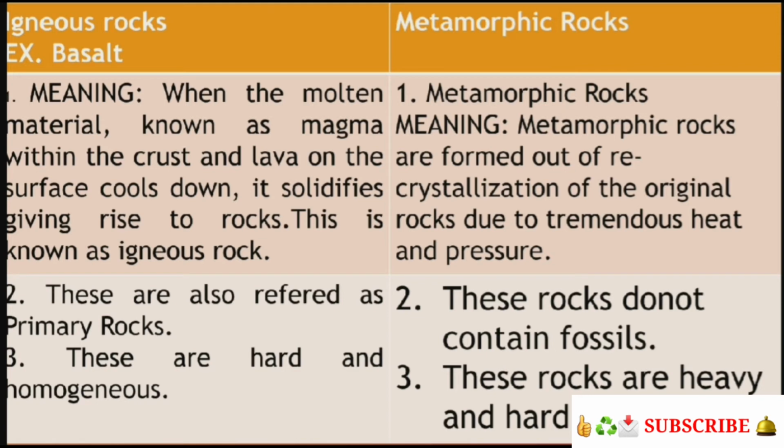The second point of differentiation is, these are also referred to as primary rocks. Second point of metamorphic rock is, these rocks do not contain fossils. Third point of igneous rock is, these are hard and homogeneous. And the third point of metamorphic rock is, these rocks are heavy and hard.